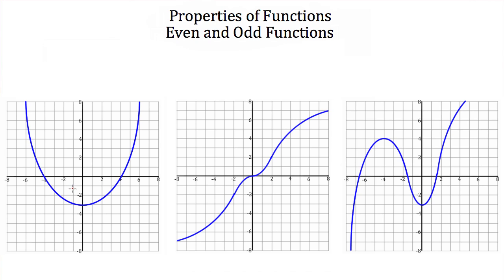Now if we're given the graph of a function, it's very easy to determine whether it's an even or an odd function. Remember, even functions are symmetrical across the y-axis, and odd ones are symmetrical across the origin.